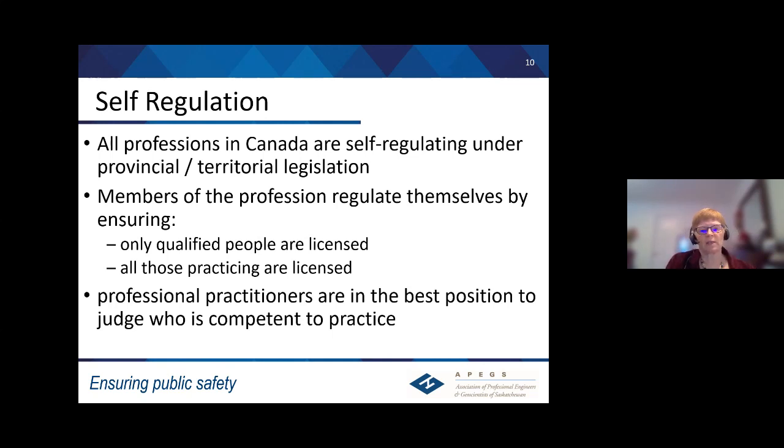So all professions in Canada are self-regulating under provincial and territorial legislation. That means that in each province, there is a similar organization to APEGS that licenses professionals, both engineers and geoscientists and many others. And the members of the profession regulate themselves by ensuring that everybody who is practicing is licensed, and that only people that are properly qualified can get licensed. The reason why the profession themselves do the regulating is that professional practitioners are thought to be in the best position to judge who is competent to practice, rather than having people that are not in the profession trying to determine that. It's determined by other professionals that are practicing.